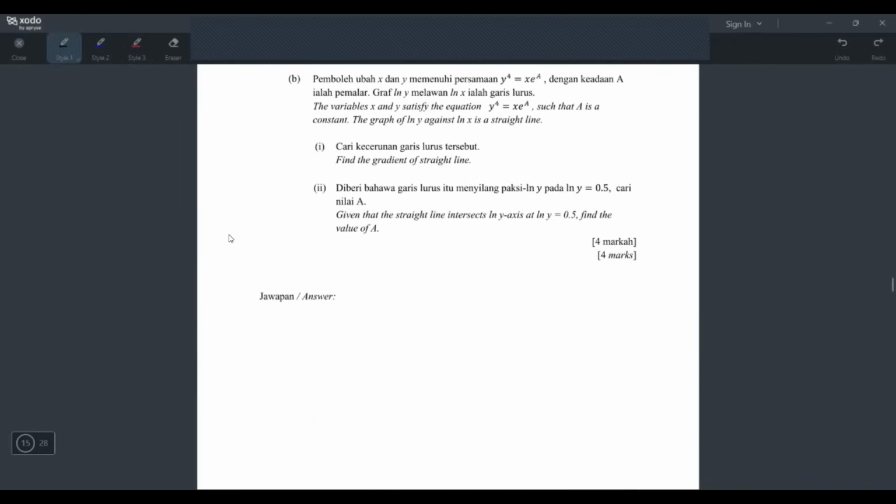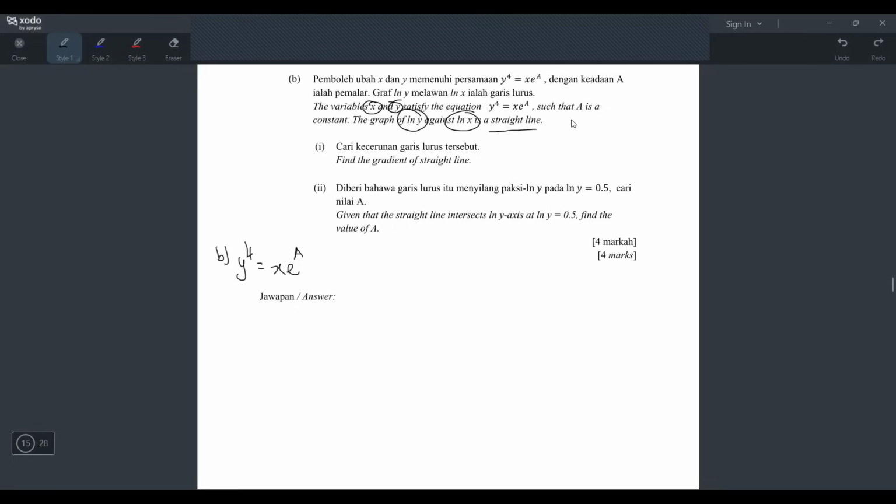Okay, let's do B. B says the variables x and y satisfy this equation. Let's write down y power 4 equals x e power a. Remember, e is a number, like 2 point something, such that a is a constant. The graph of ln y against ln x is a straight line.